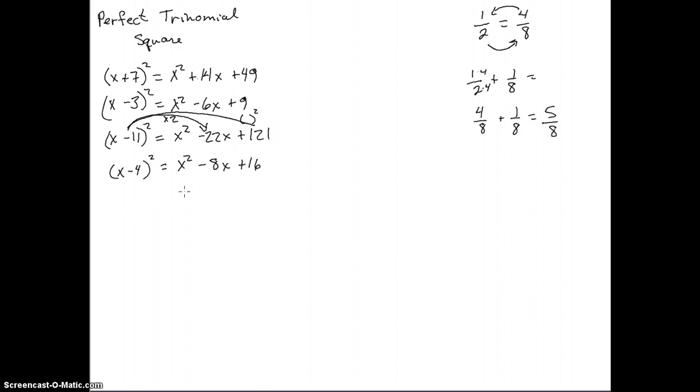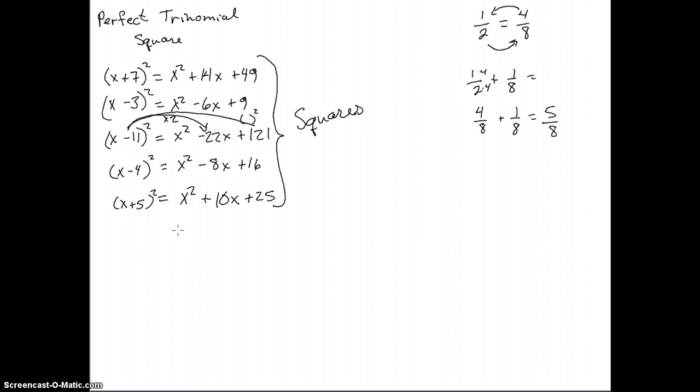So let's do one more. X squared plus 10x plus 25 equals, and that's going to be x plus 5 squared. So now we're going to write part of a perfect square. Let's write these down here. So these are perfect squares, because we took a binomial and squared it and ended up with these.